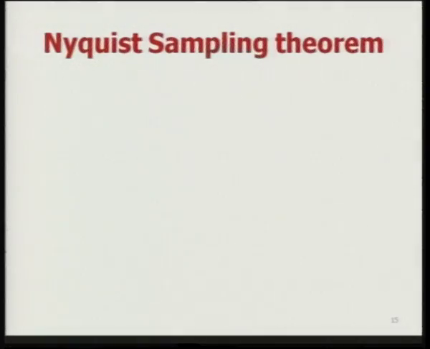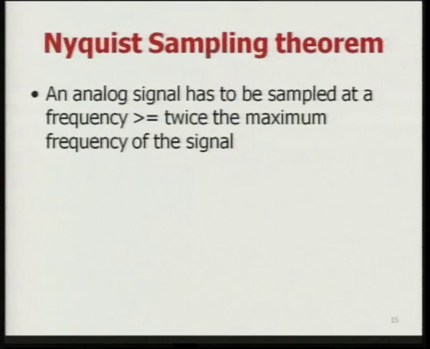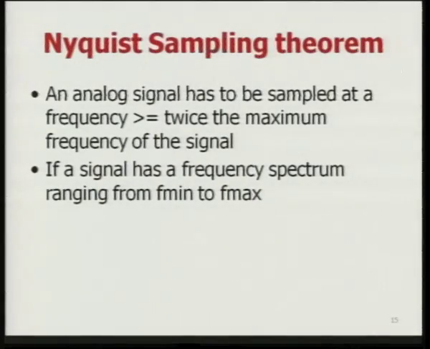That is given by what is called the Nyquist sampling theorem. Nyquist came up with this very important result that the analog signal has to be sampled at a frequency which is greater than or equal to twice the maximum frequency of the signal, in order that you can recover all the information that is present in the signal. Let me just explain this.